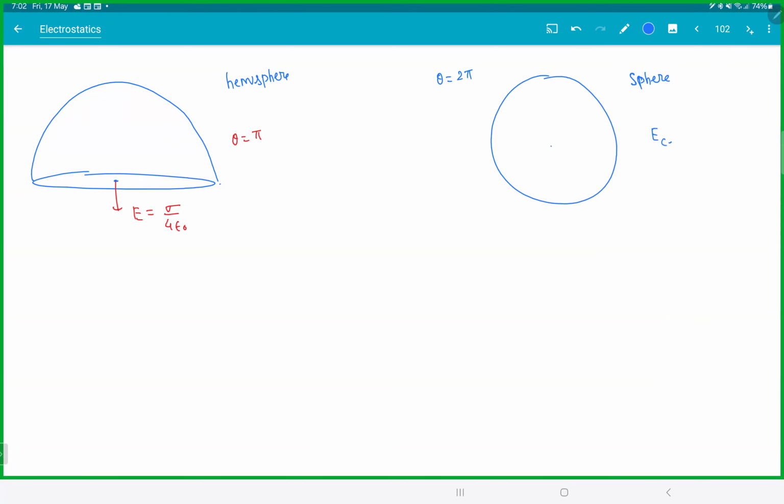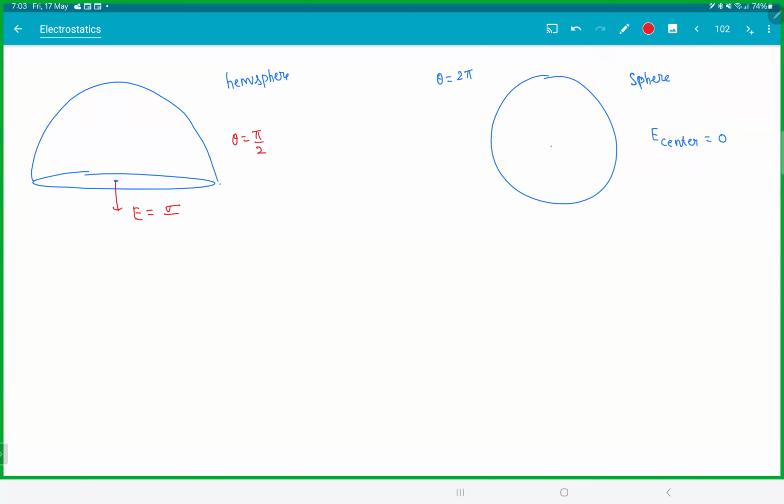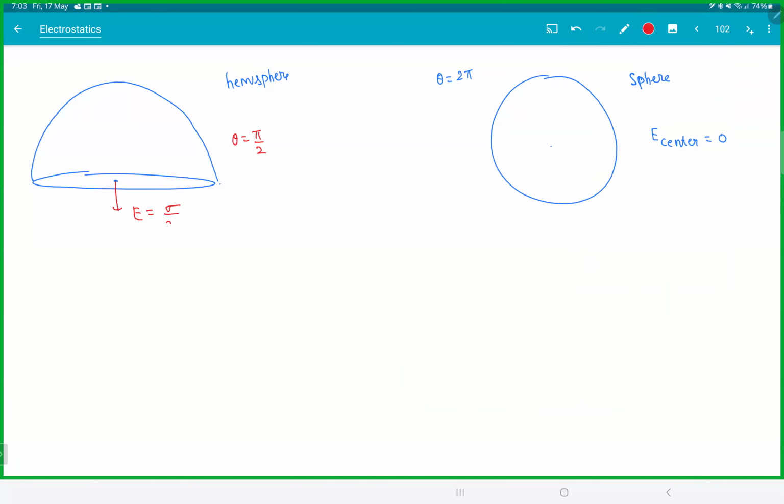Then the field at the center is 0. It should be theta equal to pi for the sphere, and pi by 2 for the hemisphere. I made a mistake. So how much will this be? Sigma by 8 epsilon, no? This is 0. No, right, only 4 epsilon, 4 epsilon only. So the full sphere at the center is 0.